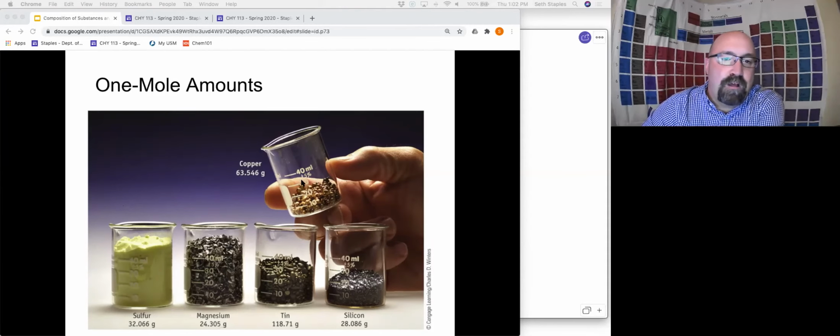And so if I have 1 mole of copper, then I have 6.02 times 10 to the 23rd copper atoms. And that's going to take up, you can see, about 1/3 or so of this 50 milliliter beaker. And you see the hand here for a size reference to show you about how much that is. Or if I have 6.02 times 10 to the 23rd atoms of sulfur, you can see how much space that takes up, and magnesium, tin, silicon, and so forth. And so in each of these beakers, there are 6.02 times 10 to the 23rd atoms of that particular element. That's what a mole is.